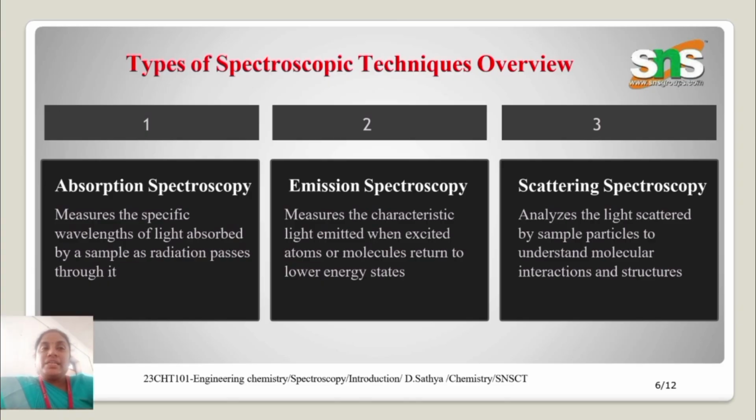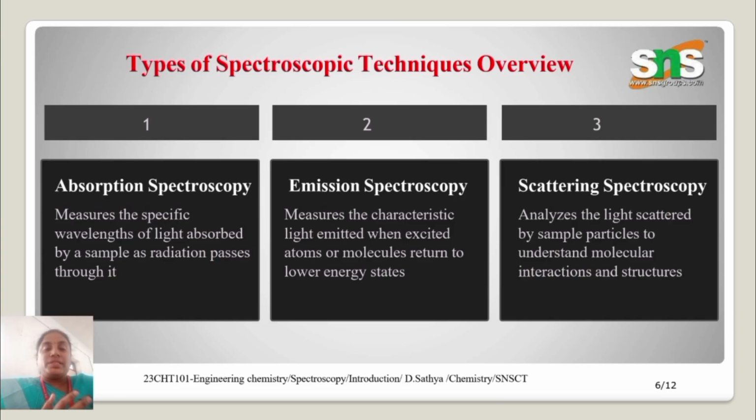So there are different types of spectroscopic techniques. The first is absorption spectroscopy, the second is emission, the third is scattering. What is meant by absorption spectroscopy? It measures the specific wavelengths of light absorbed by the sample as the radiation passes through it. Emission means light is emitted when the excited atoms or molecules return to a lower energy state. That means light enters the solution, and the molecule goes from the ground state to the excited state, then the excited atoms and molecules return to the lower energy state. So this is emission spectroscopy.